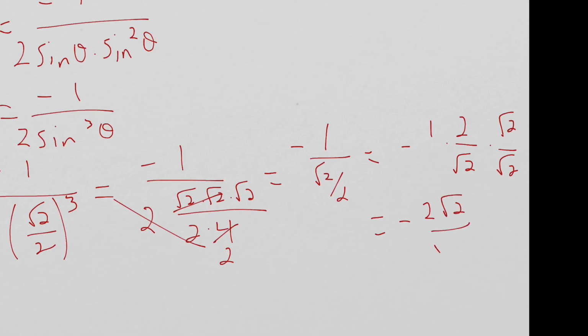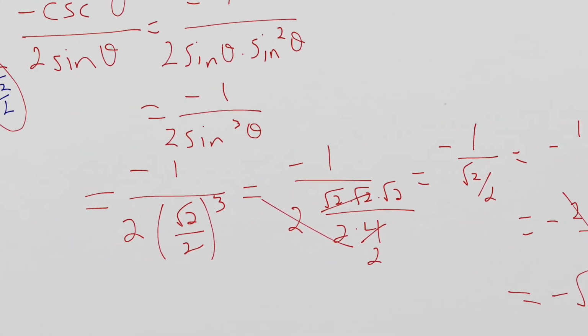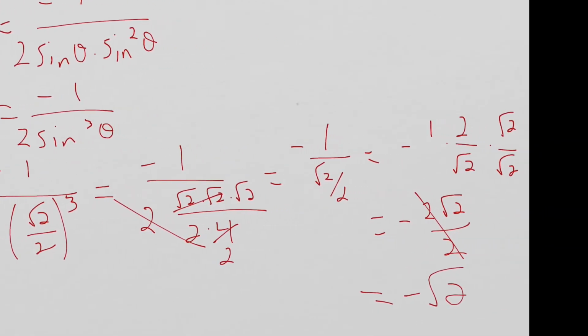In the bottom, I get another 2. These cancel, so I just get negative root 2. If you're fast with this stuff, you might be able to do a lot of this work that I did from here all the way over to there quicker than I did. But anyway, there you go.